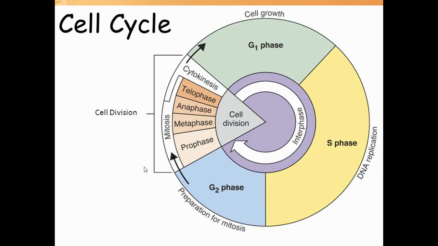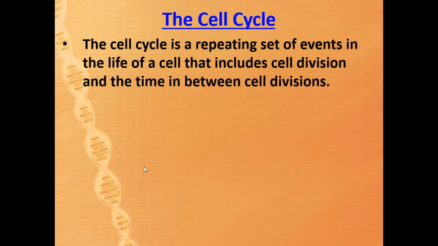This is the cell cycle, and eventually we'll be drawing this and coloring it, and I'll go in depth with each part. So the cell cycle is a repeating set of events in the life of a cell that includes cell division and the time in between cell divisions.